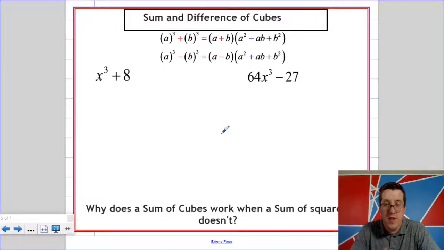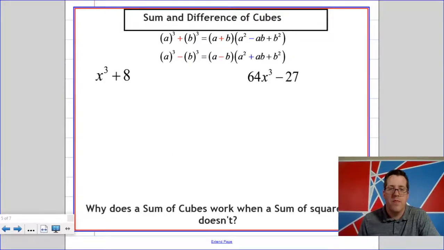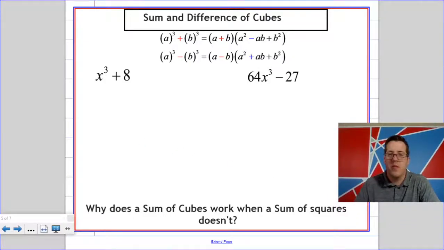So just like there's a difference of squares pattern, there is a sum and difference of cubes pattern. A sum of cubes works, but a sum of squares doesn't. We'll have to take a look at that. So go ahead and write these two factoring patterns down, and then we will take it from there when I see you next. Hang in there.